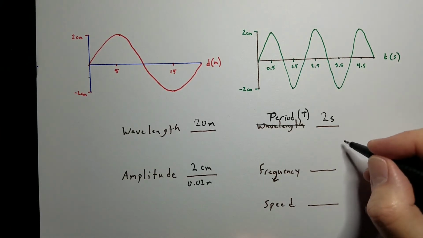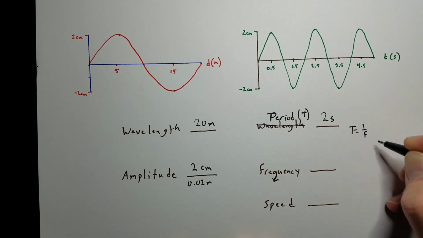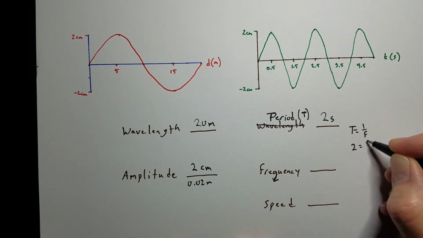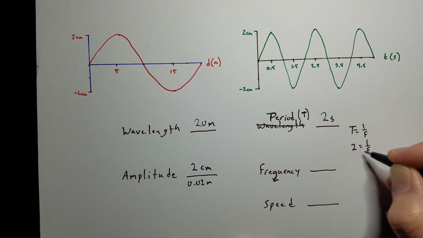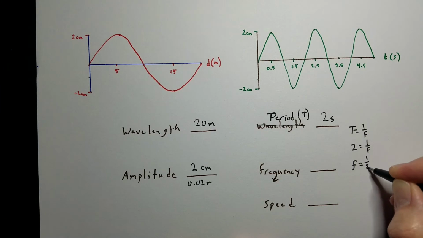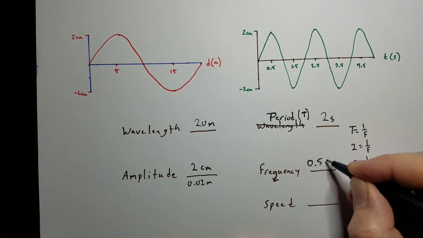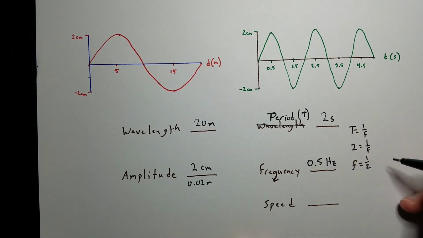Frequency, well, that's where we're going to have to do some math. Period is 1 over the frequency. So we got 2 equals 1 over f. Super secret metric: frequency comes out, the 2 takes its place. So my frequency is 0.5 hertz.